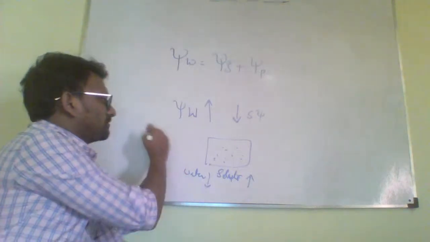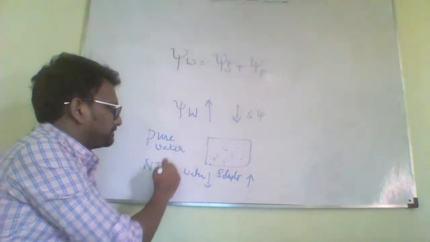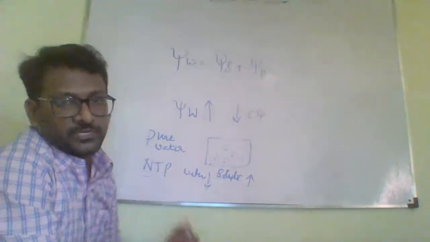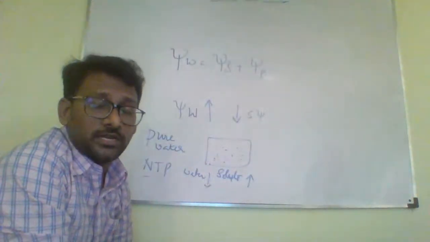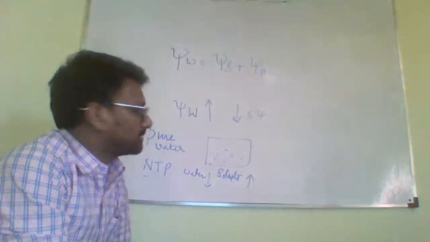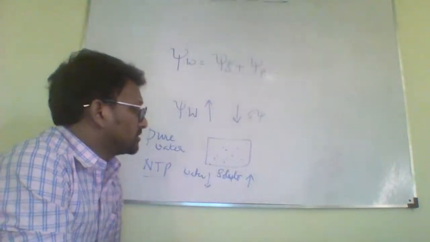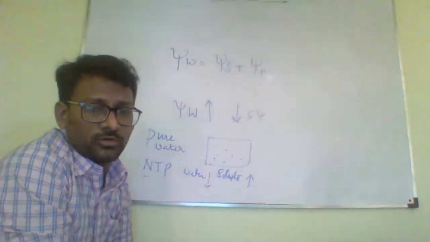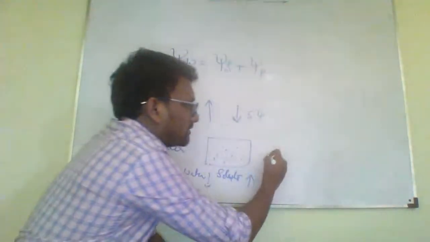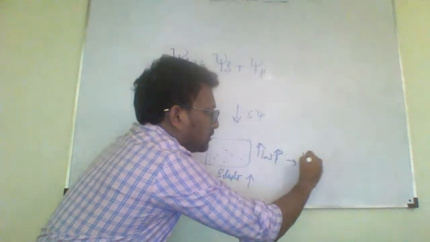So that's why we have pure water. For pure water, at normal temperature and pressure, NTP, you will see that pure water has high water potential compared to other samples. So the solutes decide the water potential. Whenever there is a low water potential, water always tends to move from higher water potential, I'll write WP, higher water potential to the lower water potential.